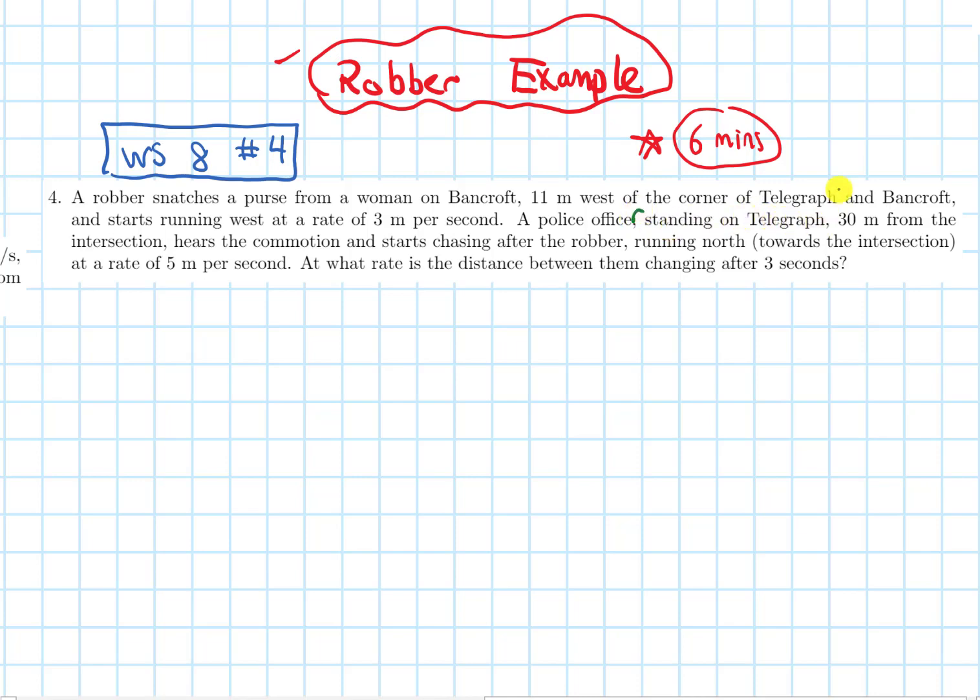A police officer standing on Telegraph 30 meters from the intersection hears the commotion and starts chasing after the robber, running north towards the intersection at a rate of 5 meters per second. At what rate is the distance between them changing after 3 seconds?